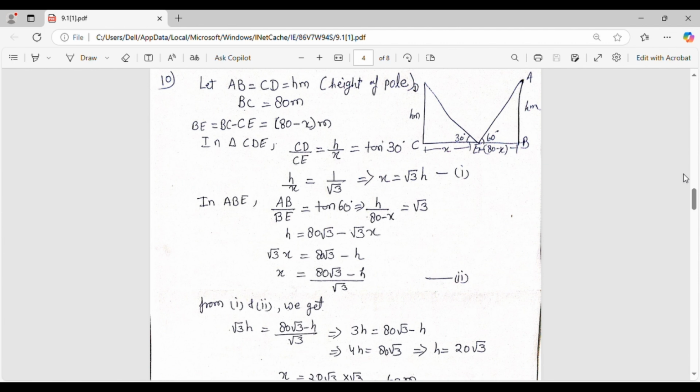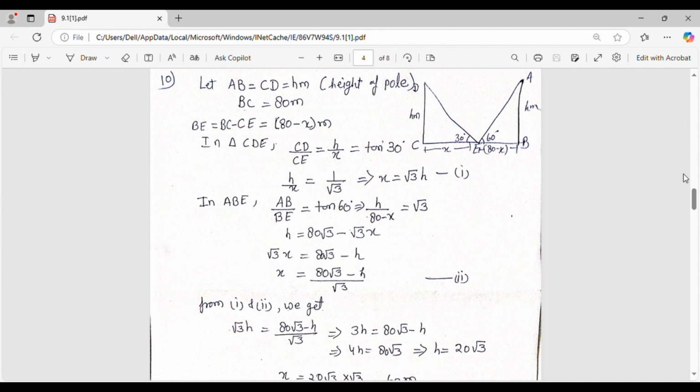In triangle CDE, tan 30 is CD upon CE or h upon x. So we will get an equation x is equal to root 3h. Then in triangle ABE, tan 60 is AB upon BE, which is h upon 80 minus x is equal to root 3. After cross multiplying, we will get h equal 80 root 3 minus x root 3. So after calculation, we will get x equal 80 root 3 minus h upon root 3. This is our second equation.